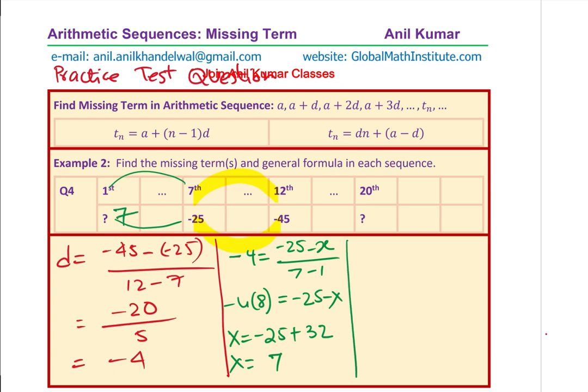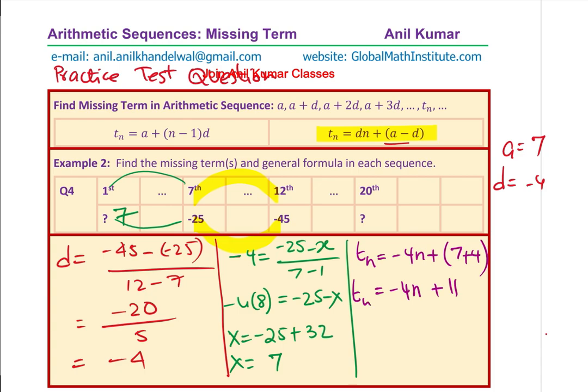So this value is 7 for you. Perfect. So that gives you another value required. The first term a, we know both a and d now. What is a? a is equal to 7 and d is equal to minus 4. So now we can find what a minus d is and get the result. So the nth term is basically equal to minus 4n plus a minus d, which is 7 minus minus 4. Minus and minus becomes plus 4. In this case, it will be minus 4n plus 11. So the nth term is minus 4n plus 11.